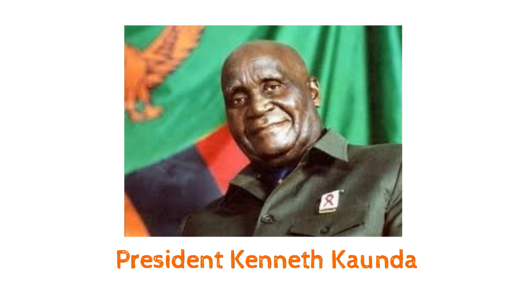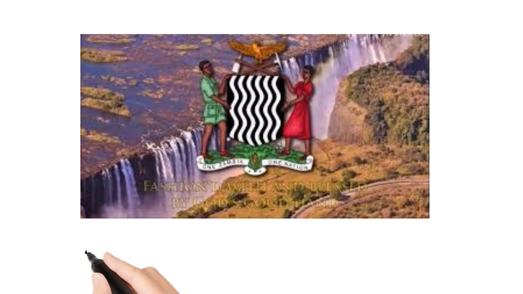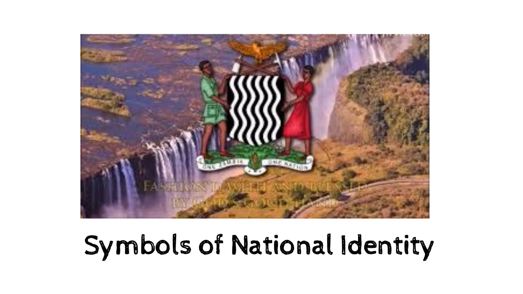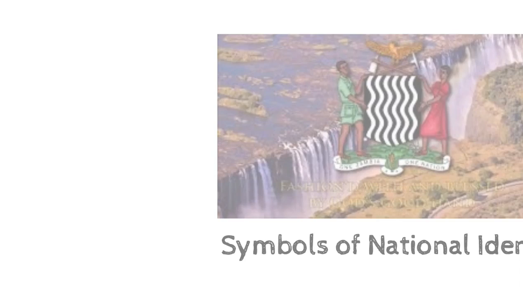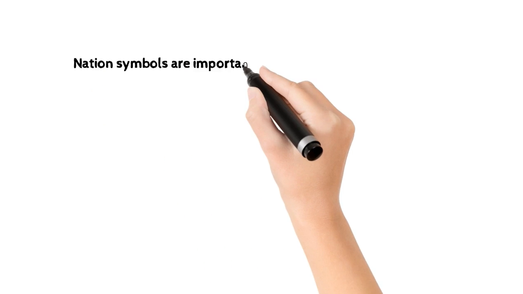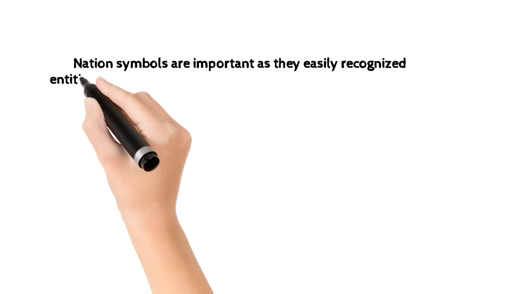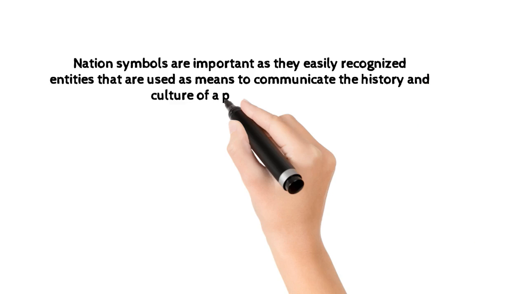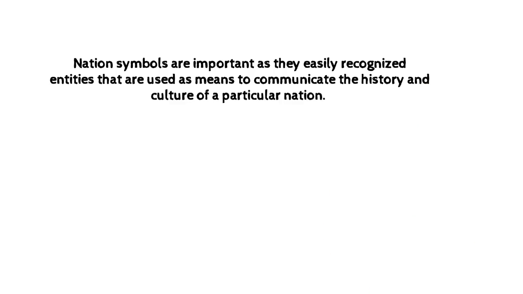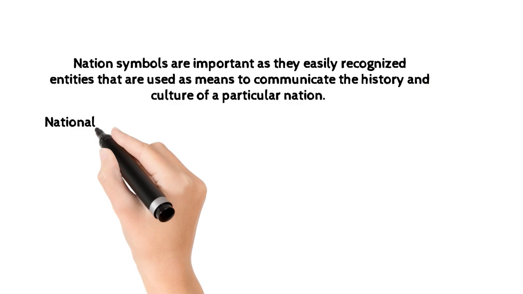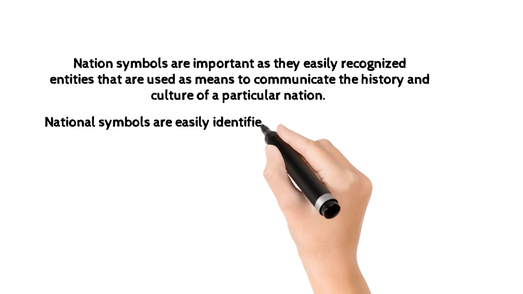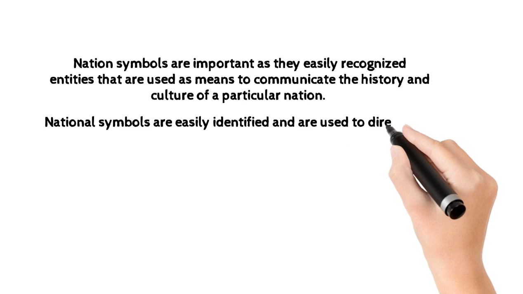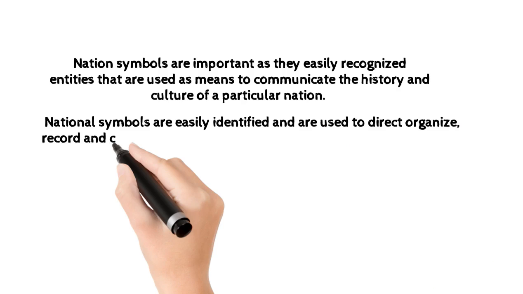president. Now, in today's video, we are going to be talking about the symbols of national identity. National symbols are very important as they are easily recognized entities that are used as means to communicate the history and culture of a particular nation. National symbols are easily identified and they are used to direct and organize, record and communicate.